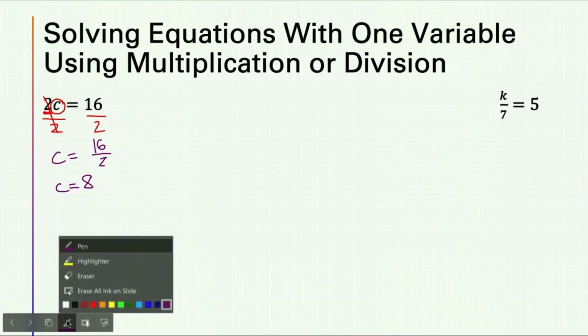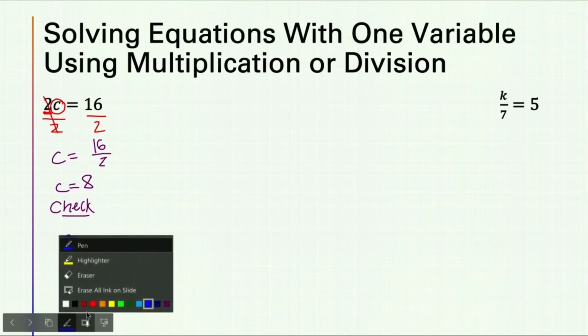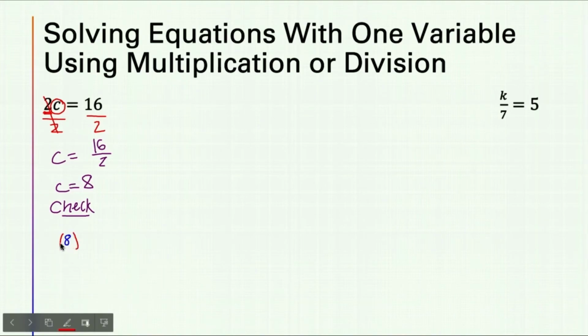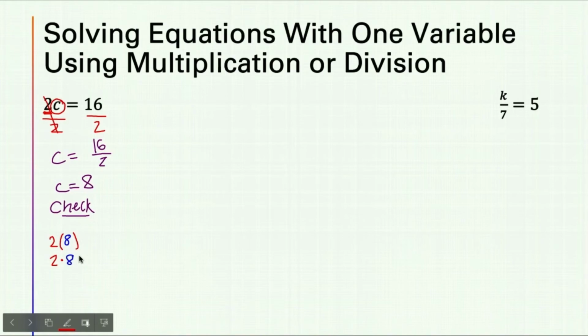And we can check that using our plug-in method. Plug in 8 for c, and we get 8 times 2. Or you could do 2 times 8. You can do that. Is equal to 16. Well, is that true? Well, yes it is. So we are good. And c does equal 8.